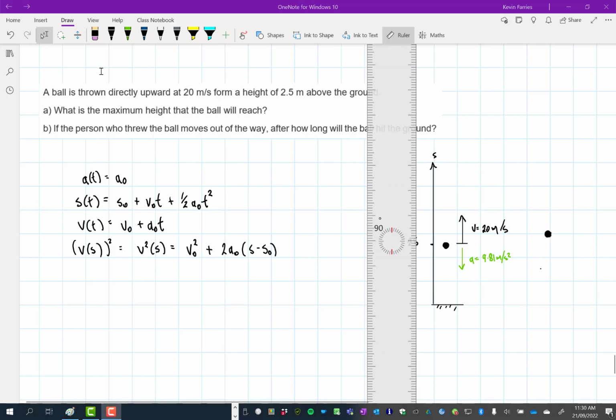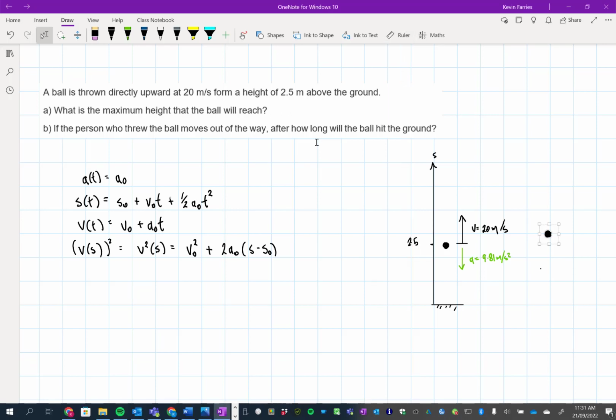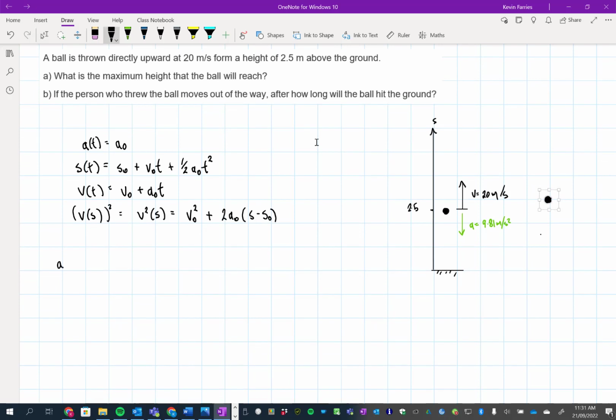So the first part of this question is asking us, what's the maximum height the ball will reach? Well, we know at its maximum height, so let's just start writing some of this down. At max height, the velocity is going to be 0. So when this ball, let's just grab this ball again, gets to that point of maximum height, that's the point where it's just changing direction. And so it's going from positive velocity to a negative velocity. Therefore, the velocity at that highest point is going to be equal to 0.